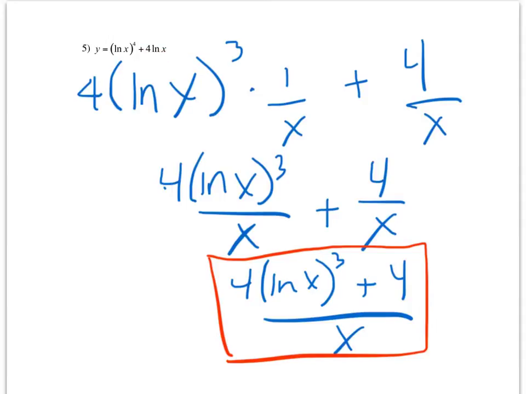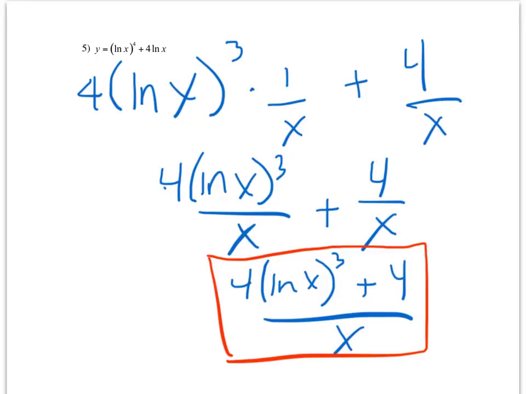We could take out the 4, the derivative, and then, as I said before, the derivative of ln of x equals 1 over x. So we put the 4 back in, and it equals 4 over x. Combine these two, so it would be 4 ln of x to the third over x. And then it's still plus 4 over x.